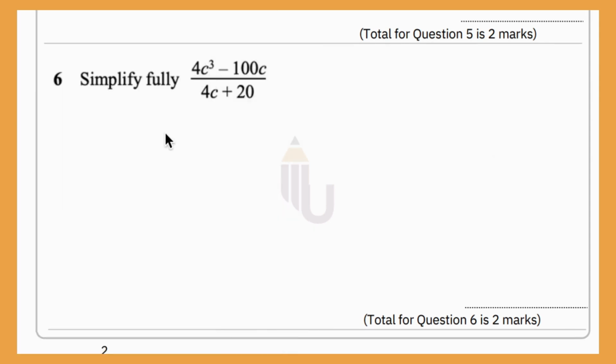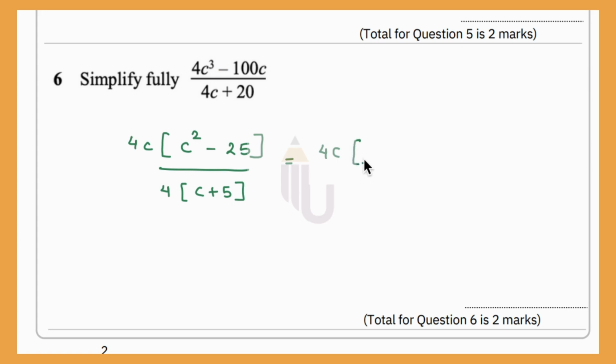Now in this question I can take 4c common. The leftover terms will be c square minus, out of 100 if I take 4 as a factor then 25 will be left, over 4c plus 5. Now the 4 which is lying outside can get cancelled, so that we will do in the last step, and in the numerator the c square minus 25 can be written as c plus 5 c minus 5 over 4c plus 5.